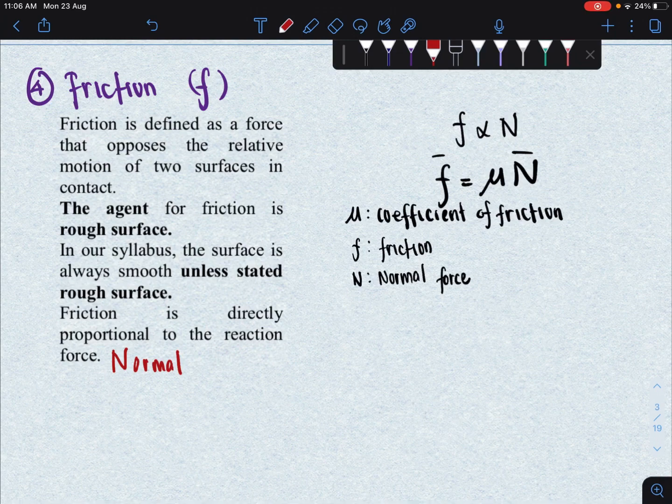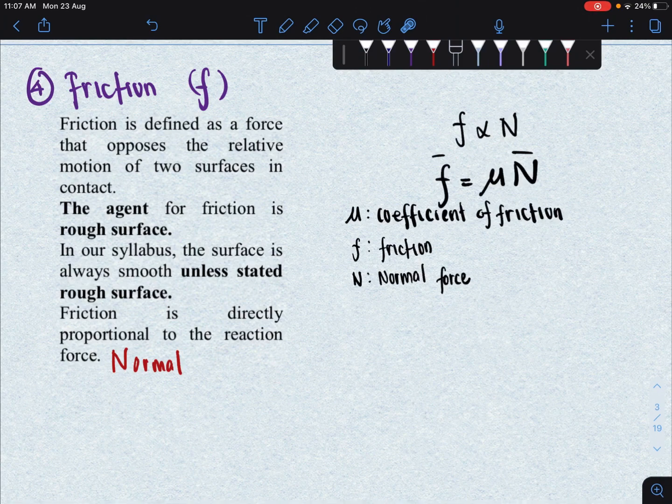Alright, according to this term here, we can write that F is proportional to N. Frictional force is proportional to the normal force. So in terms of equation, frictional force is equal to mu N. Okay, what is mu here? It is the coefficient of friction.